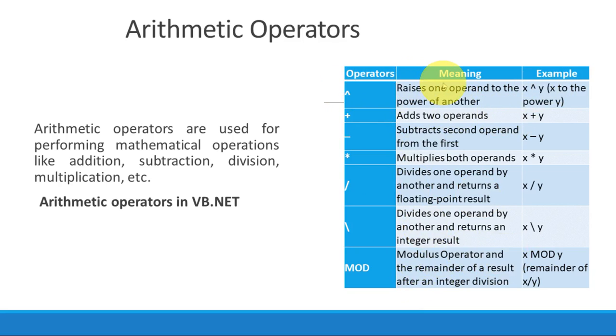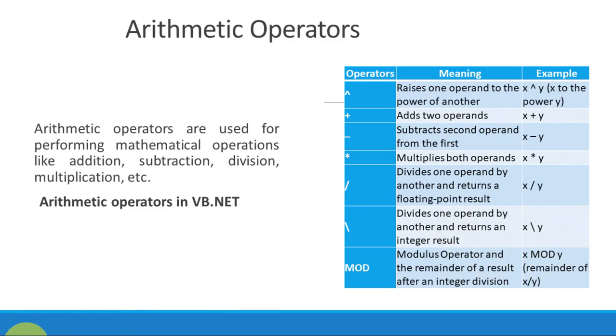Say there are two variables. Let's consider two variables x and y. So x to the power y with this operator. Then add two operands, x plus y. Then subtract, x minus y. Multiply, x into y, and so on. This is mod: x mod y. It will divide x by y and give the remainder. Mod means remainder.